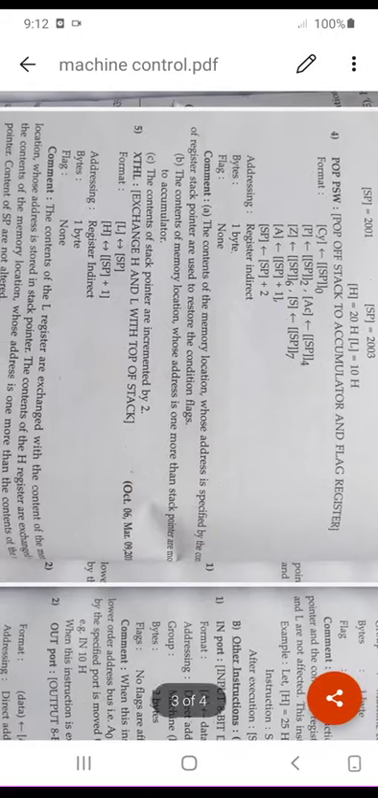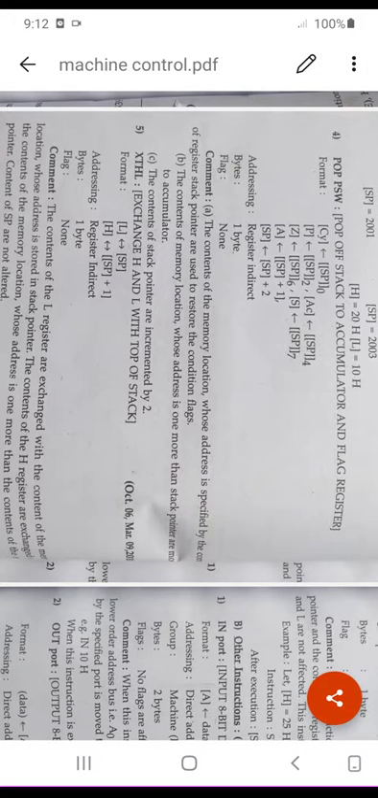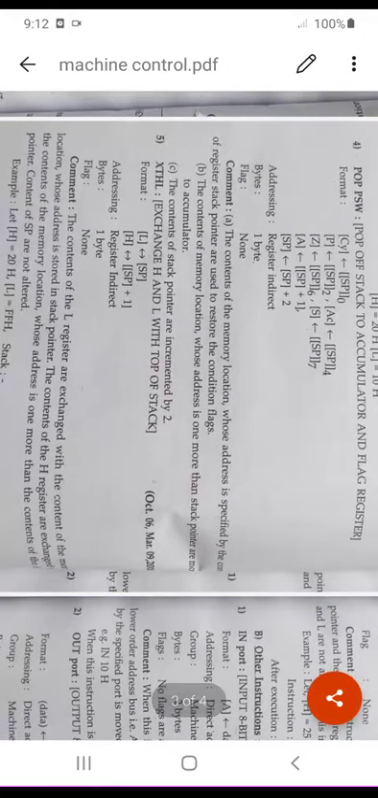Similarly, POP PSW, that is, we are popping the program status word, that is, we are loading the accumulator and flag register using the stack pointer. So the same thing happens here. First the flag register is loaded from the current stack pointer position, then the accumulator is loaded from the incremented position, and the new stack pointer position is SP plus 2. So this is a register indirect addressing mode instruction, a 1 byte instruction.